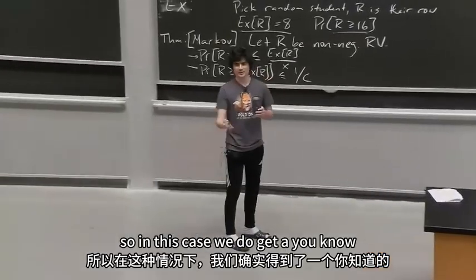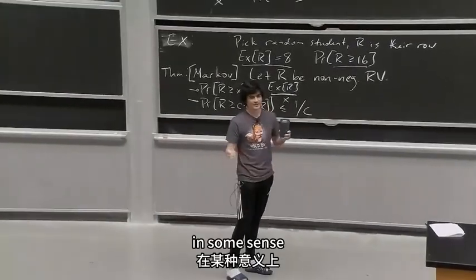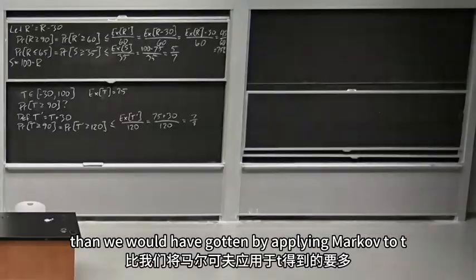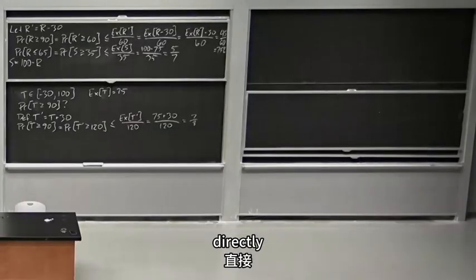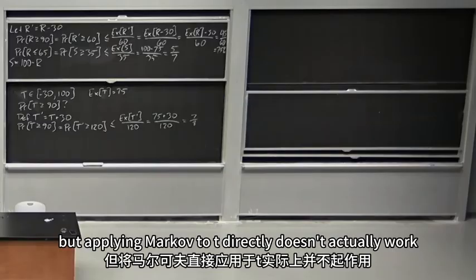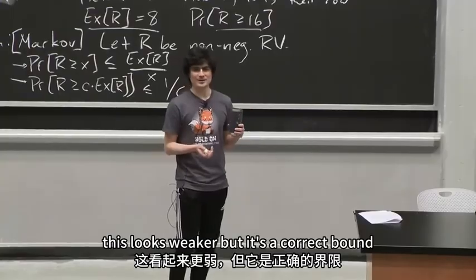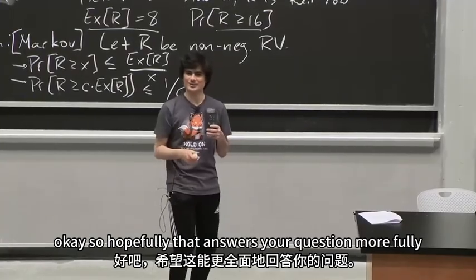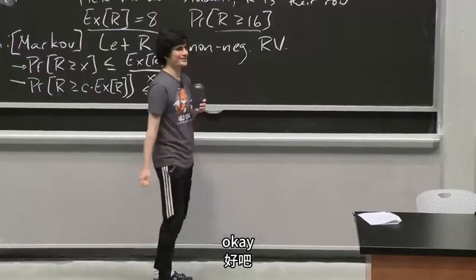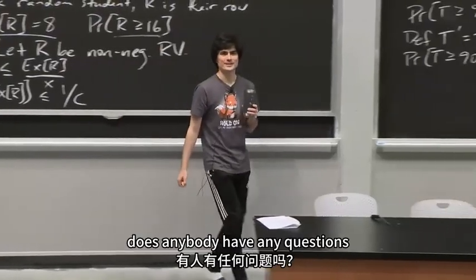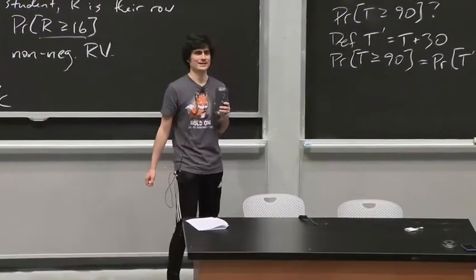So in this case, we do get, in some sense, a weaker bound than we would have gotten by applying Markov to t directly. But applying Markov to t directly doesn't actually work. This looks weaker, but it's a correct bound. Okay, so hopefully that answers your question more fully. Does anybody have any questions?